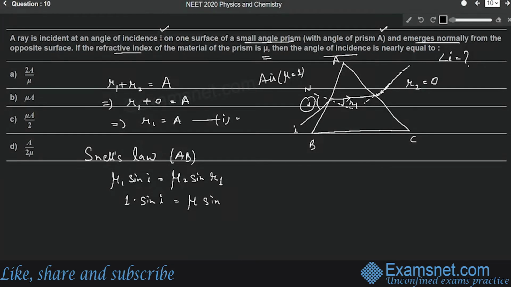So here we have found that R1 is equal to A, so we can put A here. That means sine I is equal to mu into sine A. Now it is also given that it is a small angle prism. So for small angle prism, we can simply write I is equal to mu into A. Okay. So we have got the angle of incidence. So out of the given options, option B will be the correct answer.